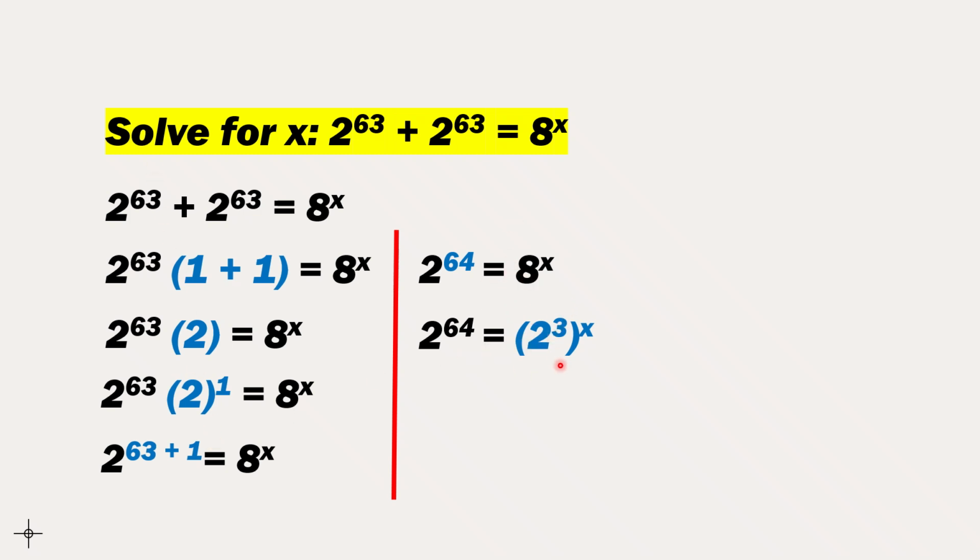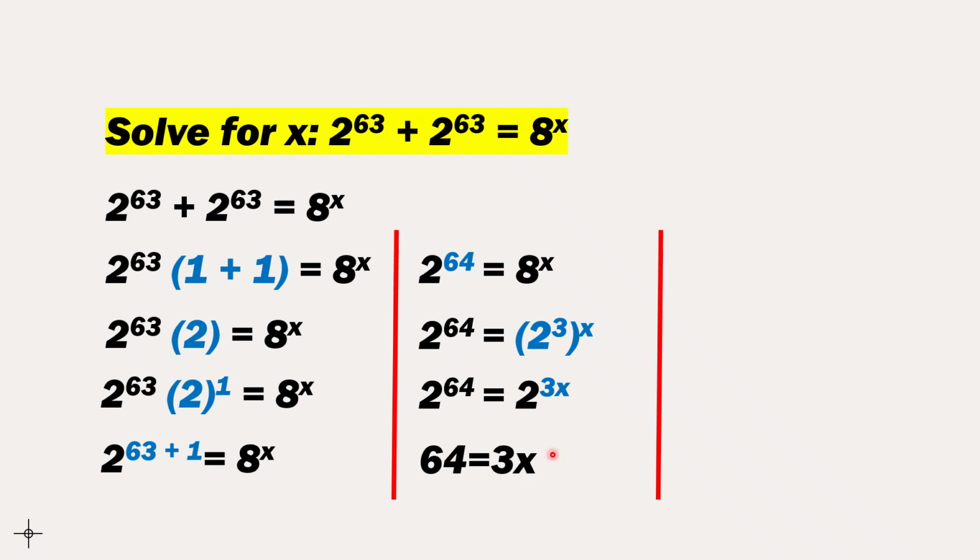Remember that 8 is 2 cubed, and then x, so there will be a parenthesis. Now, using the laws of exponent as well, it could be denoted by 2 to the 64 is equal to 2 raised to 3x. Now, since the bases are the same, we can equate that 64 is equal to 3x. Now, having the final answer, we'll be dividing both sides by 3, so the answer is 64 over 3.